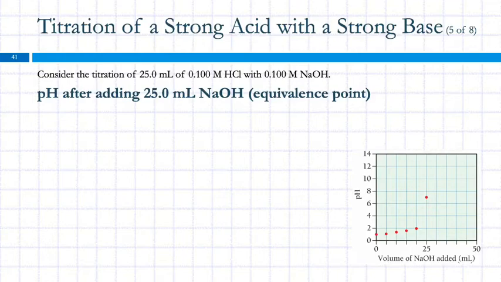So here we have literally a saltwater solution, right? It's got sodium chloride and water. What's the pH? 7. Why? Because we have added intentionally equal number of moles of hydrogen ions and hydroxide ions.